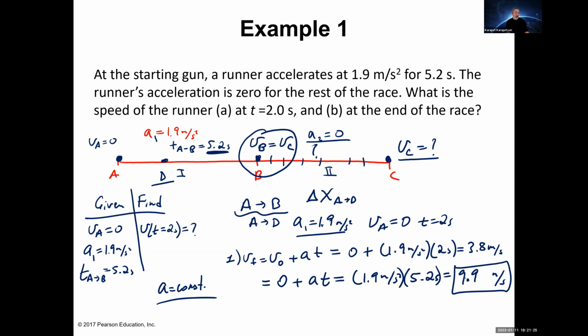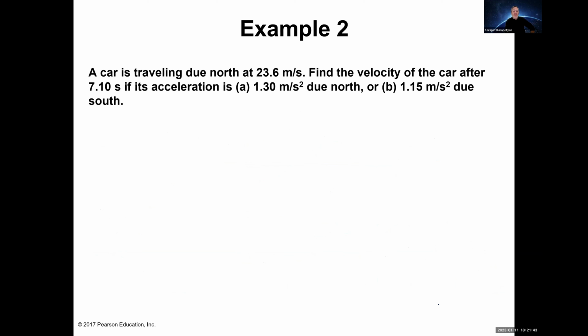All right. As you can see, this problem shows that if you have a speed somewhere and then you don't accelerate, that means you keep that speed all the way until, let's say, you reach the end. All right, so let's look at another example.